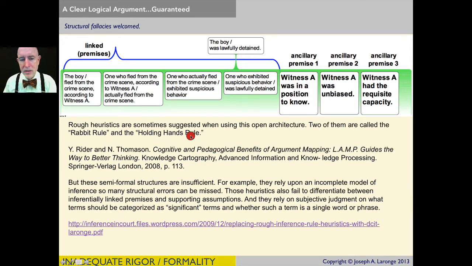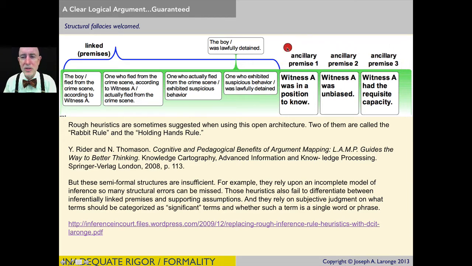Now, the rabbit rule and the holding hands tell you to look for significant terms, but that's kind of subjective whether something is significant or not. And then the question is, is it a single word or is it a phrase? That's really hard to tell. And this whole idea of significant terms, the rabbit rule doesn't make clear that it only applies to inferential premises. It doesn't apply to supporting assumptions.